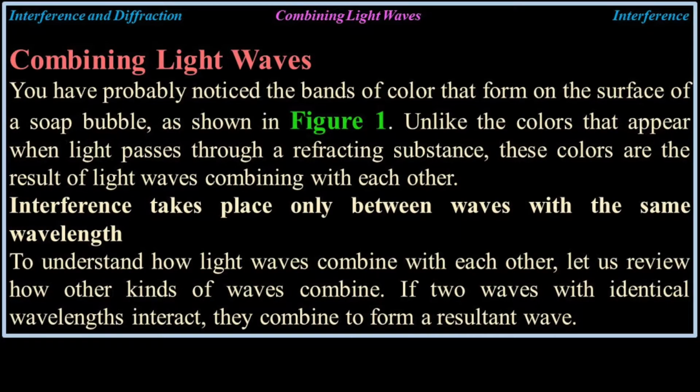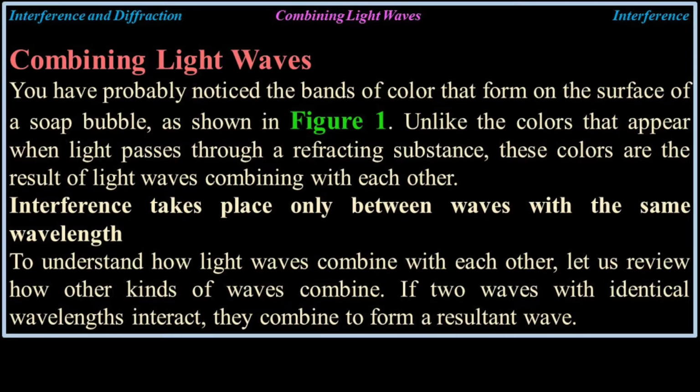Combining light waves. You have probably noticed the bands of colors that form on the surface of a soap bubble, as shown in Figure 1. Unlike the colors that appear when light passes through a refracting substance, these colors are the result of light waves combining with each other. Interference takes place only between waves with the same wavelength.